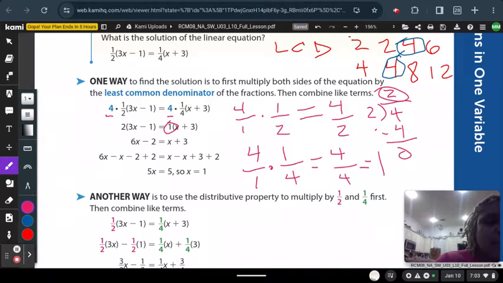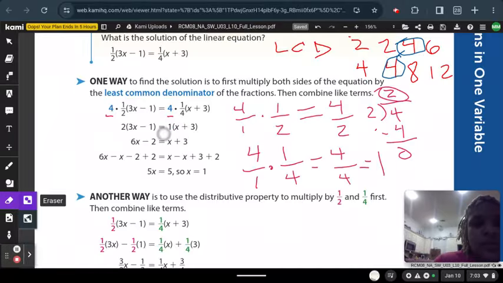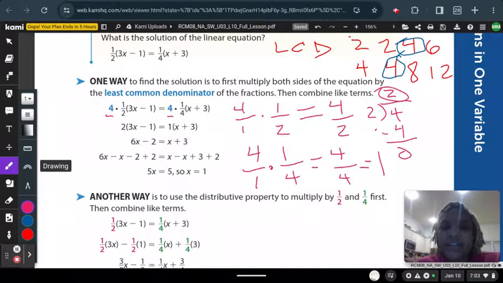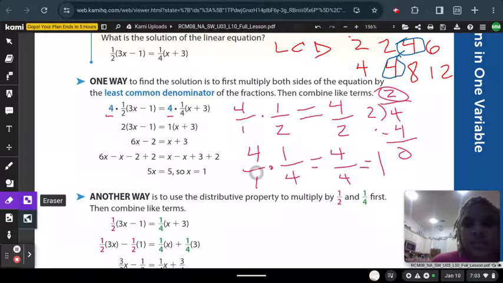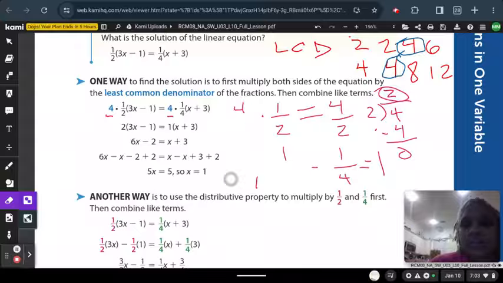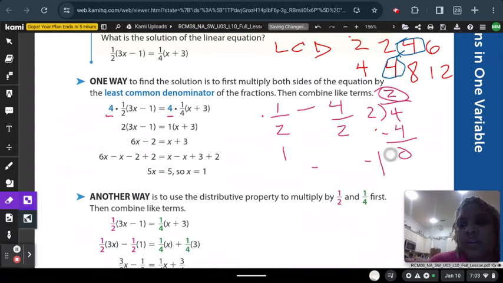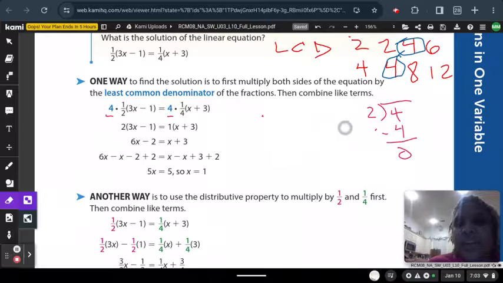All right, what I want you to do now is apply the distributive property. Let me get rid of this on my screen. So we want to apply the distributive property. To apply the distributive property, remember we are multiplying whatever number is on the outside of the parentheses by each term inside the parentheses.